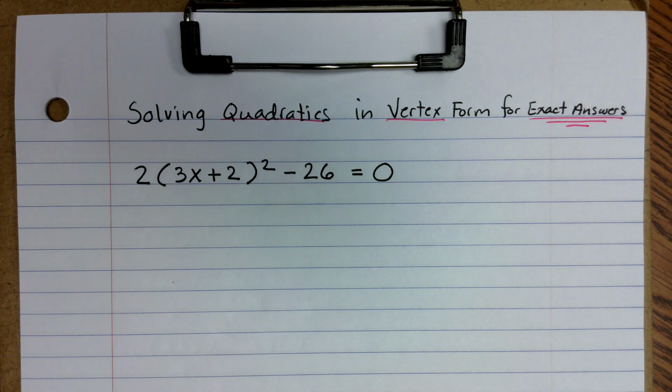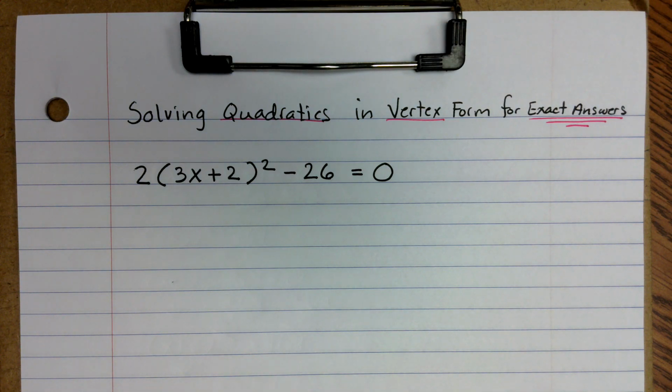In this video, we're going to be looking at solving quadratics in Vertex Form for an exact answer. And for those of you who are wondering, what does an exact answer mean? Well, it means that our answer is going to have a radical in it, and we're not going to have any decimals in it. Now, let's go ahead and take a look at how we can approach this problem.